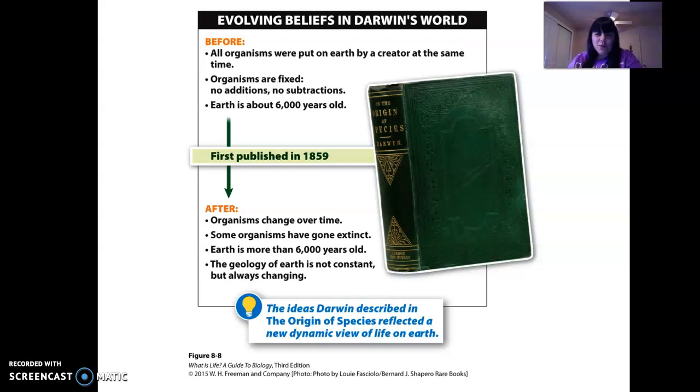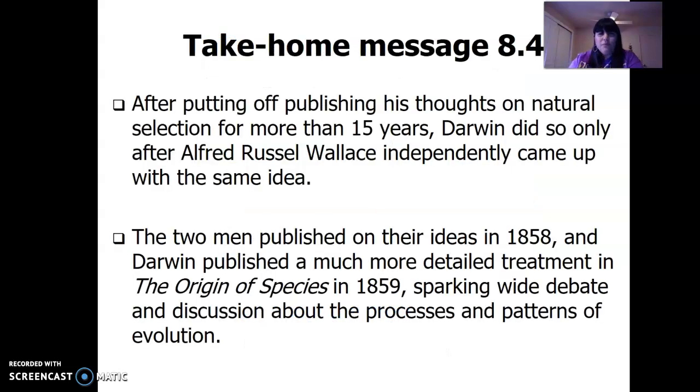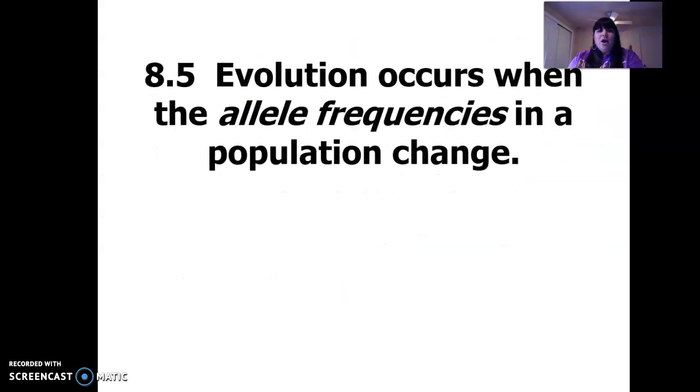And now fast forward, more than 100 years, everything we've learned since Darwin supports the theory of evolution. And genetics and DNA support it even further. Okay. So, it says, after putting off publishing his thoughts on natural selection for more than 15 years, Darwin did so only after Alfred Wallace independently came up with the same idea. The two men published their ideas in 1858, and Darwin published a more detailed treatment, Origin of Species, sparking wide debate and discussion.